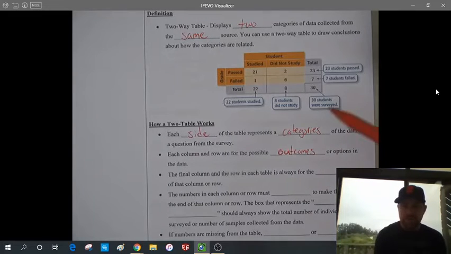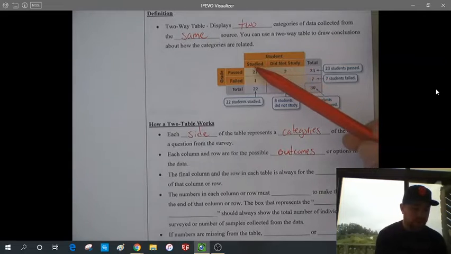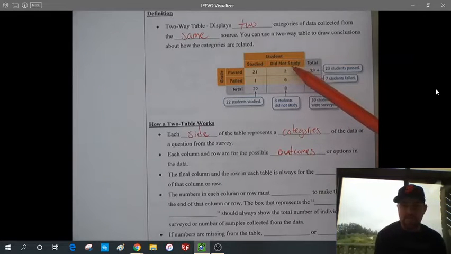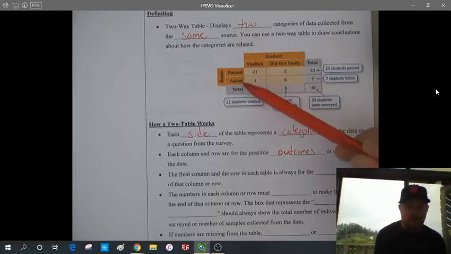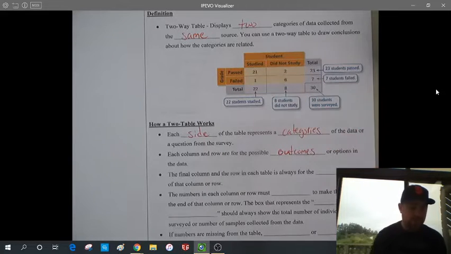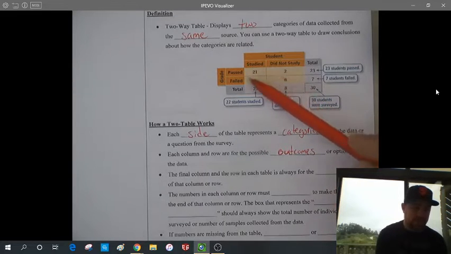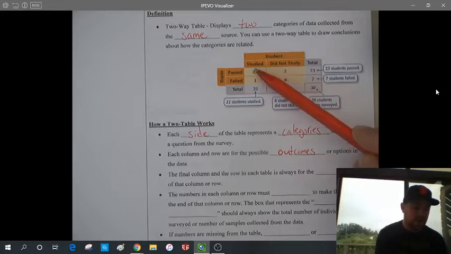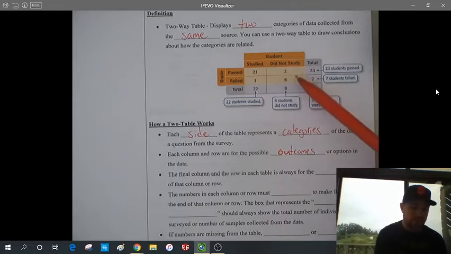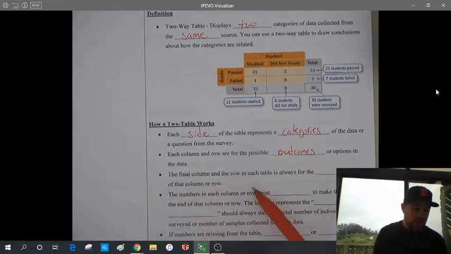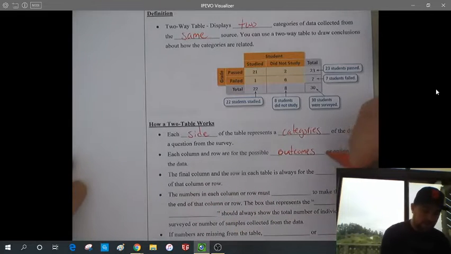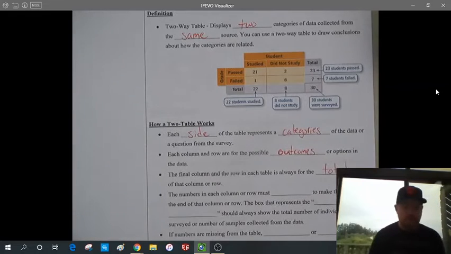So going back to the table that we had here, again, whether the students studied or did not study were the possible outcomes for that part of the question, and then whether they passed or failed the class is those possible outcomes there. So two for each here, and that's why it creates, as you can see in the yellow part of things here, two columns and two rows for the data. But then the final column and final row is always for the total of that column or row.